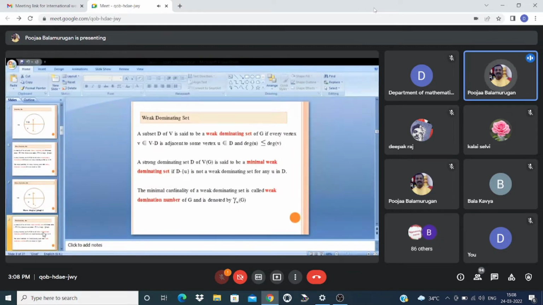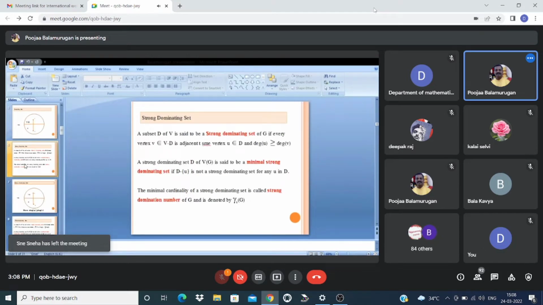Right? So what is the minimal strong dominating set? A strong dominating set D of V is said to be a minimal strong dominating set if D minus a singleton u is not a strong dominating set. You take a dominating set, and whenever a single point is removed from D, D minus u is not a strong dominating set. That type of set is called a minimal strong dominating set.